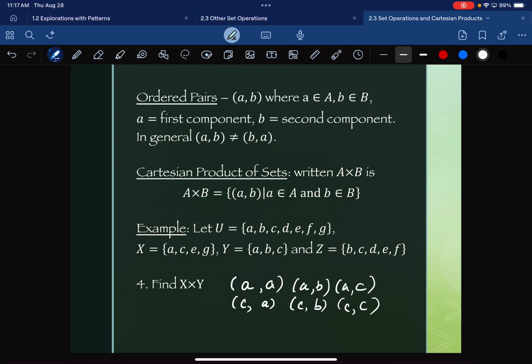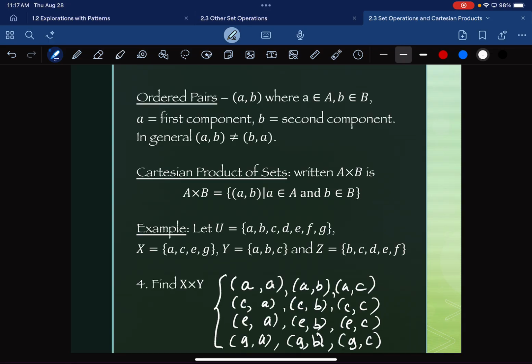But I also need to do this with E in set X. So I'm going to have E paired up with A. E paired up with B. And E paired up with C. And then finally, I'm going to do that with G that's in set X. So I have G with A, G with B, and G with C. And all of this group, in curly braces, would be all the pairings that are possible.